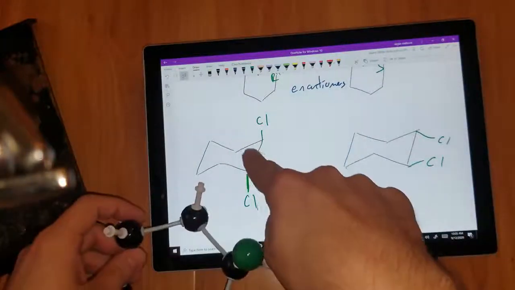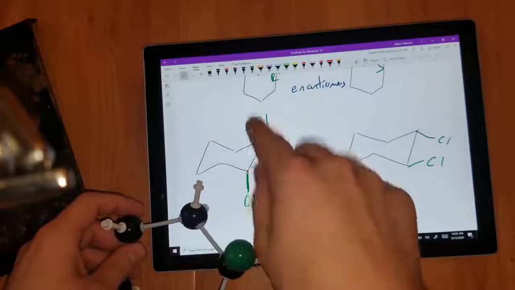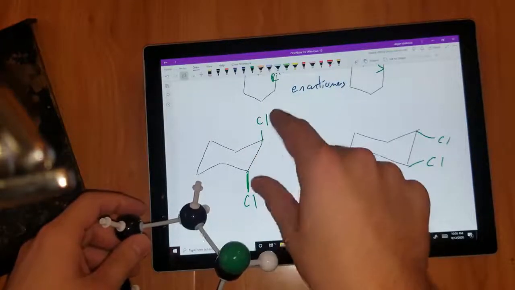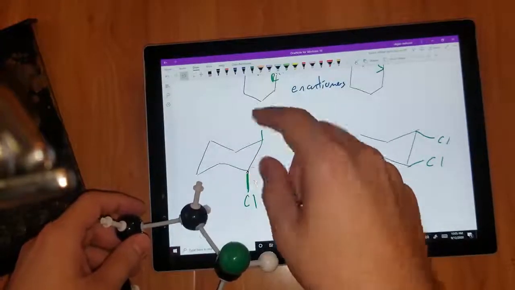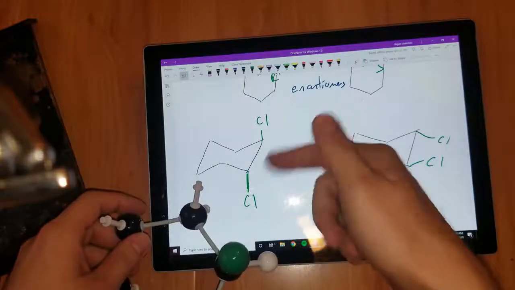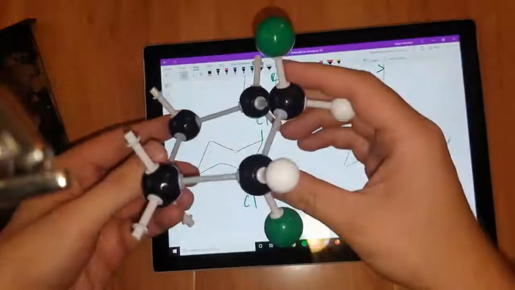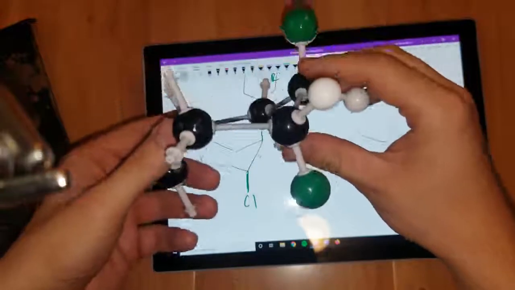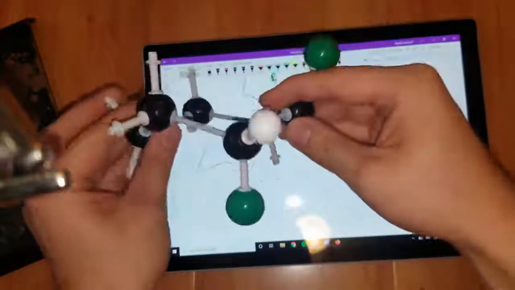But remember, this is not the most stable conformer of this cyclohexane, right? It'd be much more stable if we did a chair flip and then made both of these equatorial. So let's go ahead and do that. And so we can do a little chair flippity flip, right? We can move one of them down, one of them up.